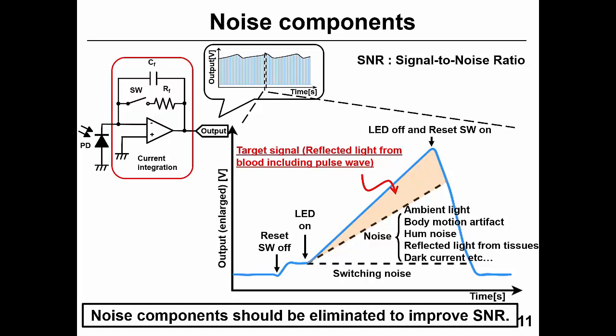However, this method is more susceptible to various noise because the irradiation time of the LED is reduced. This slide shows the signal and noise component in the current integration output at one sampling period. The noise produced when switching on and switching off can be suppressed by the CDS. However, it is difficult to remove the other noise, such as hum noise, only using this method. Furthermore, it is challenging to suppress the noise using an analog filter because the signal and noise are modulated. It is also difficult to apply a digital filter after the CDS because the sampling rate is very low. An amplification method only for pulse wave signal is required to improve SNR.